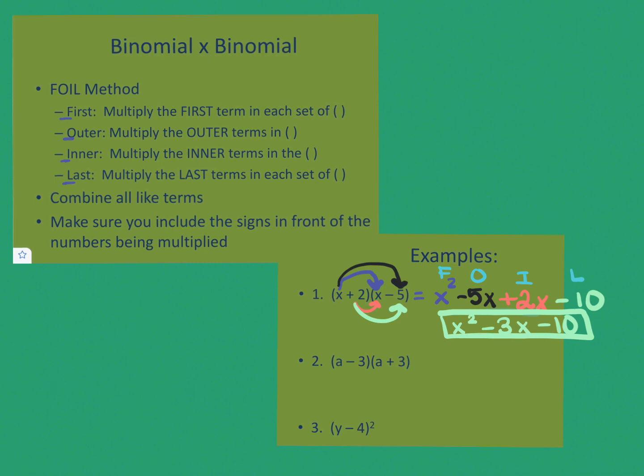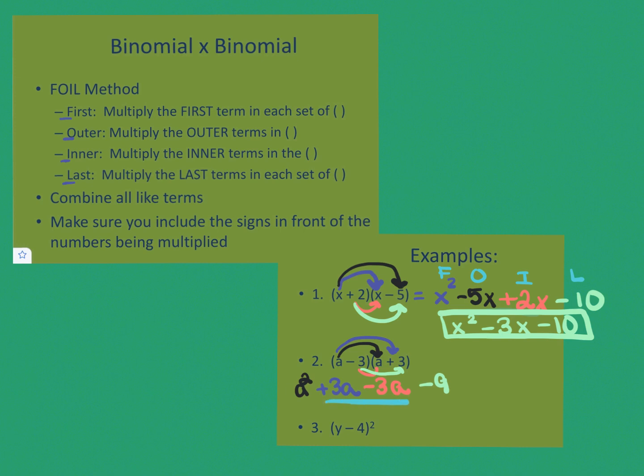Number 2, we've got a minus 3 times a plus 3. Again, binomial times binomial, so we're going to use the same pattern. First, a times a gets us a squared. Outer, a times 3 gets us 3a. Inner, negative 3 times a, negative 3a. And last, negative 3 times 3 gets us negative 9.